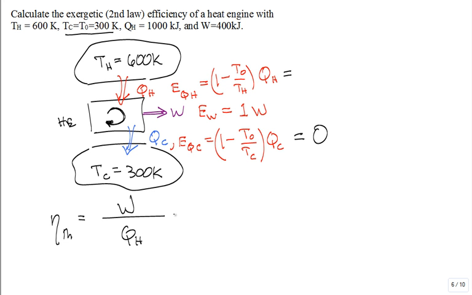All right, let me go back down here. For this problem, what was our work? It was 400 kilojoules. What was the QH coming in? 1,000 kilojoules. What is our thermal efficiency?